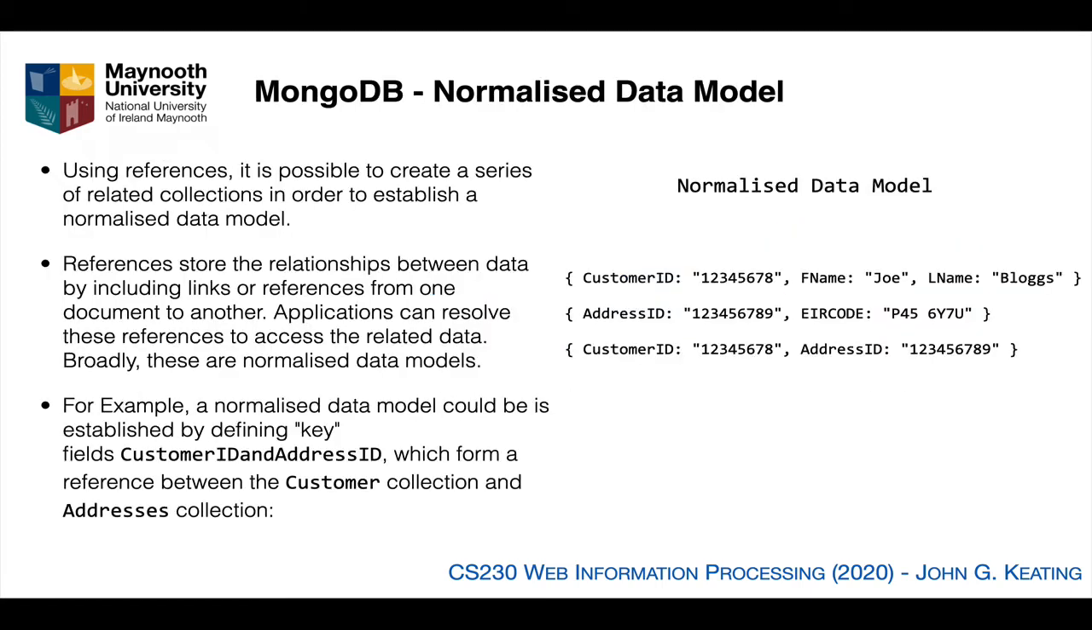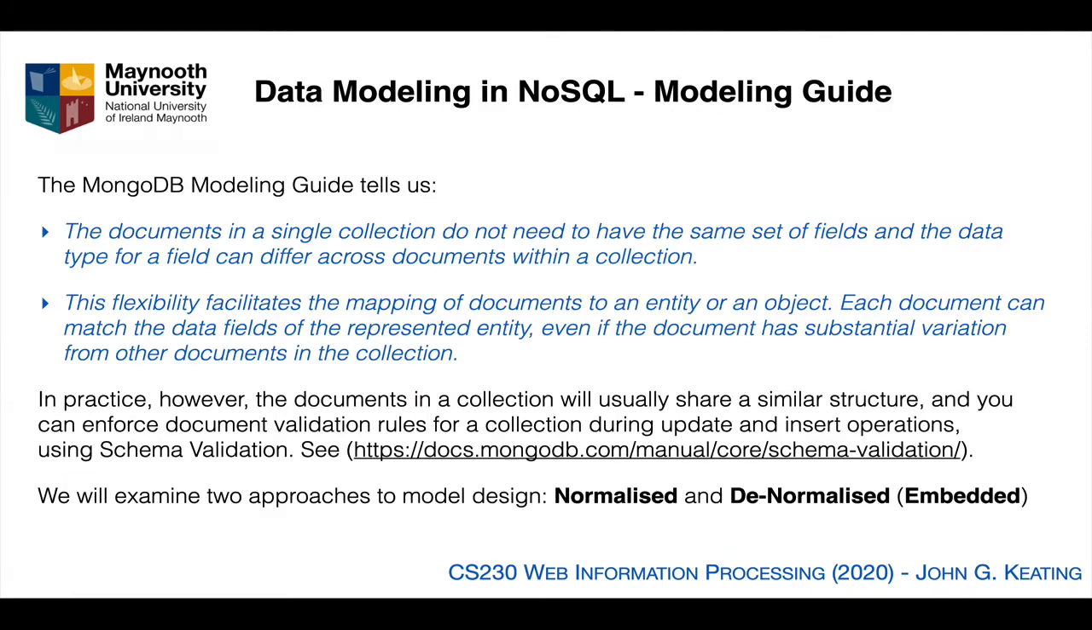And each document can match the data fields of the represented entity, even if the document has substantial variation from other documents in the collection. That is really powerful stuff. You might need to think a little bit about that and maybe play with the Mongo shell just to verify for yourself. In practice, documents in a collection will usually share a similar structure.